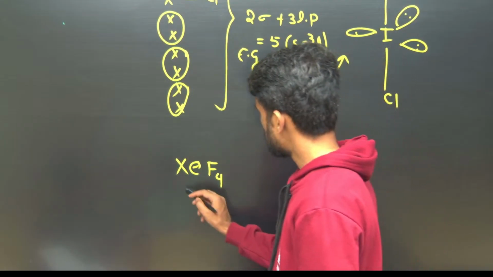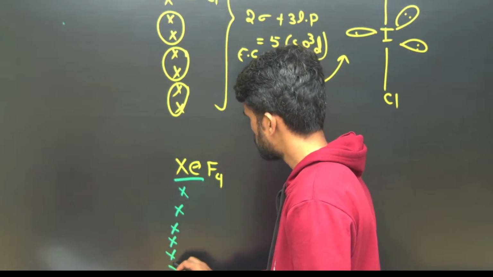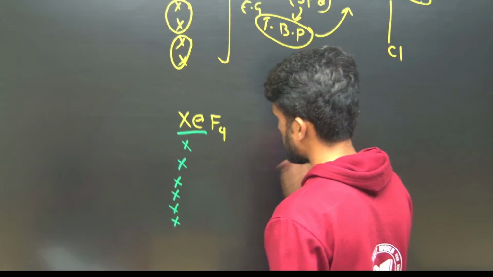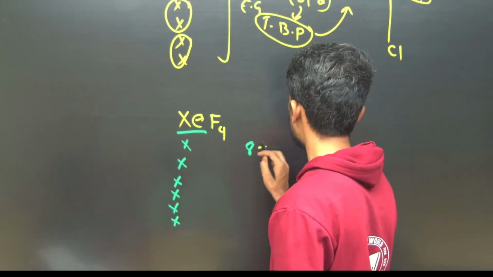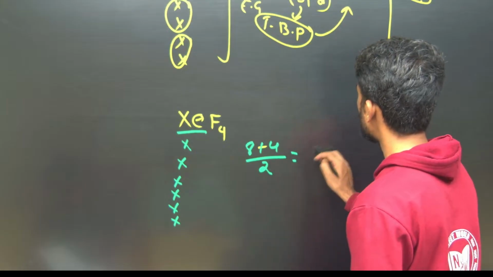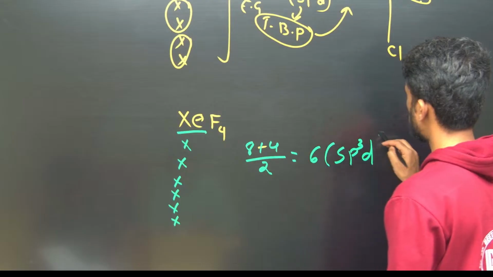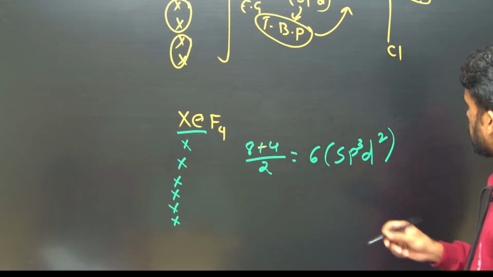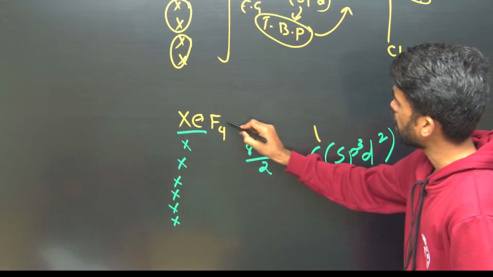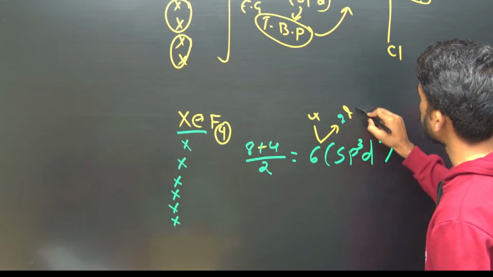See, xenon means 8 valence electrons. Plus the surrounding atoms are 4. So 8 plus 4 by 2, you can do it like this also, 12 by 2, it means 6. 6 means sp3d2. Out of this 6, how many surrounding atoms are there? 4, so 4 are bond pairs, and the remaining 2 are lone pairs.